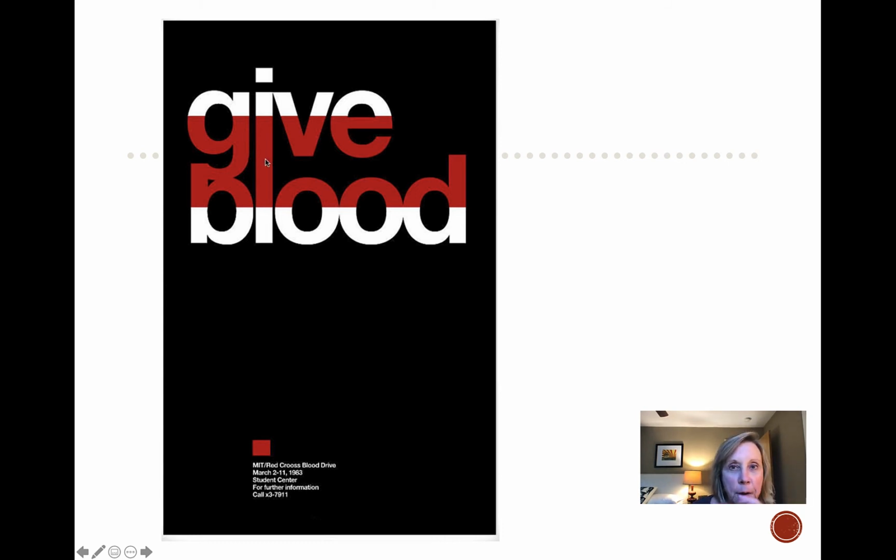Now what makes this work? Think about the message, Give Blood, and look at what the effect of these words touching is. Does it look like a circulatory system? A vascular system in which blood is running from one word or one person into another person? I think that it does, and I think that was a motivator for the designer designing the poster in this way. And then, of course, using red to signify blood.